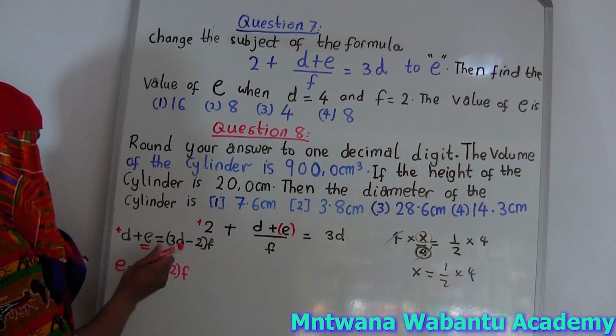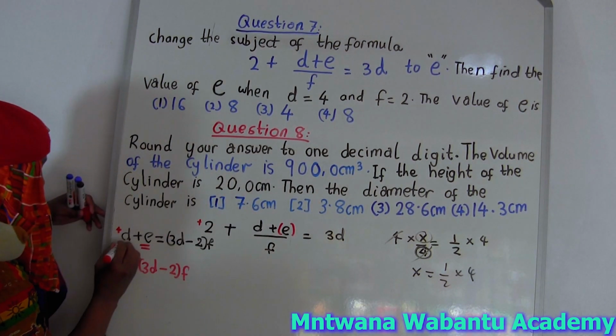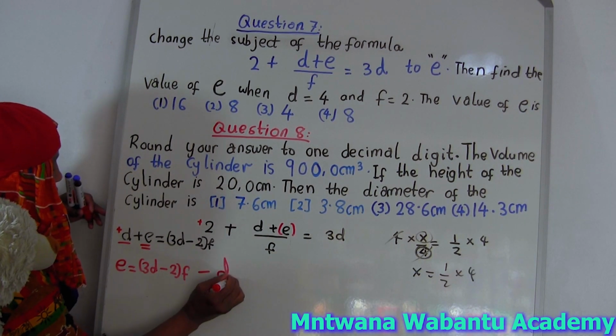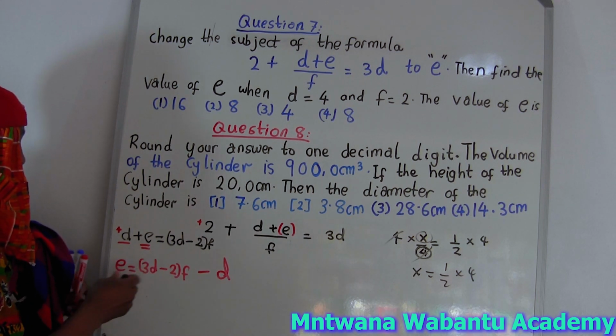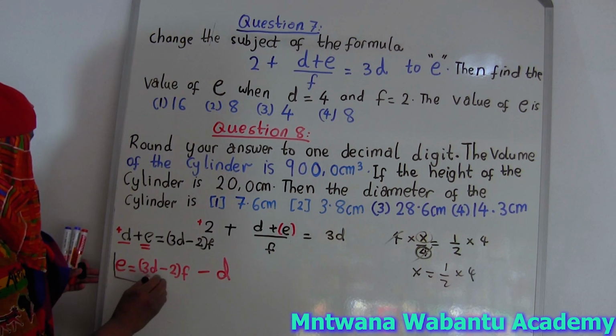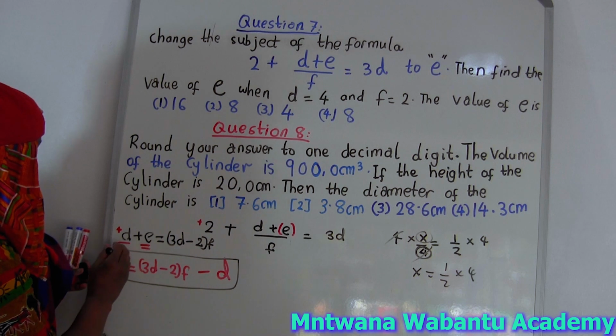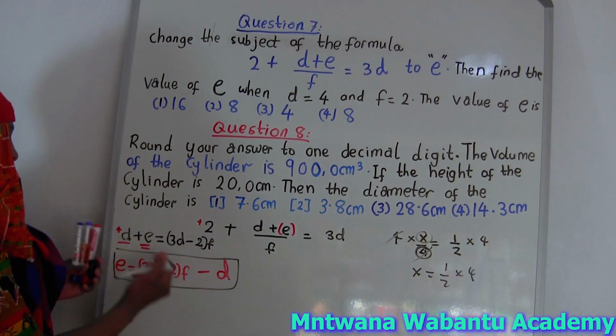See, F, and then this D is going to go over. Since it's positive, when it comes over, it's going to become what? Negative. So we have already made E the subject of the formula, but somebody can simplify further if you want.